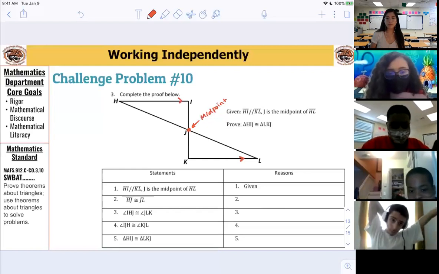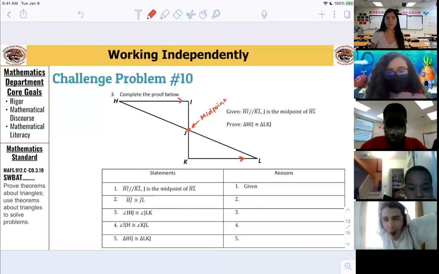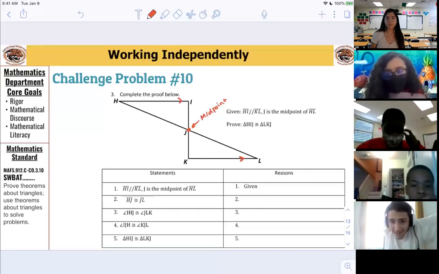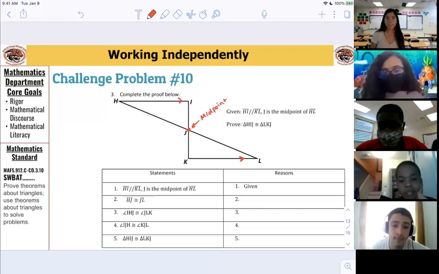So the second one is not the midpoint? Given. The second one is not the midpoint. What do you mean? Like the reason that HJ.